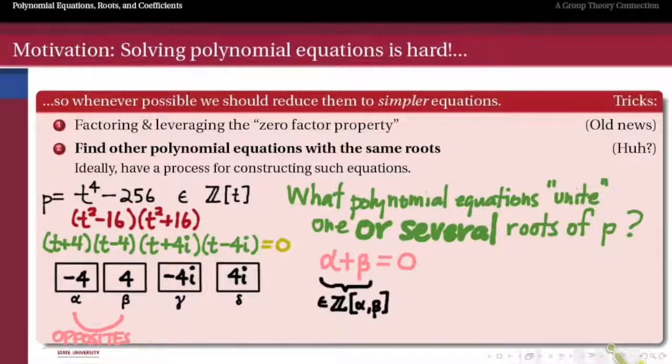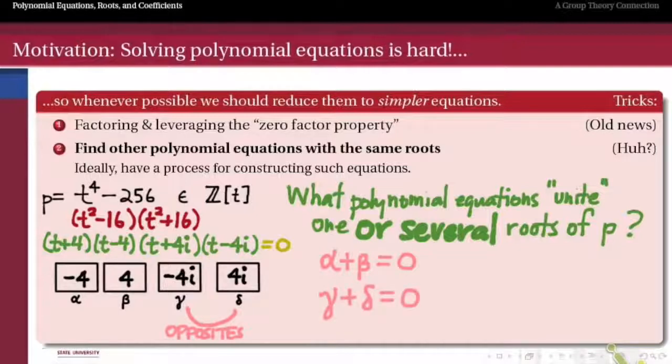Those are also opposites, and so they satisfy the simple polynomial equation in two variables, gamma plus delta is equal to 0. So here are a couple of equations that the roots of p satisfy, and these equations are polynomials in two variables, but they're still polynomials over the integers. 1 alpha plus 1 beta is equal to 0, and so forth. So this is an expression that the roots of p, this particular p, come in two pairs of opposites. Plus minus 4 are alpha and beta, plus minus 4i are gamma and delta.